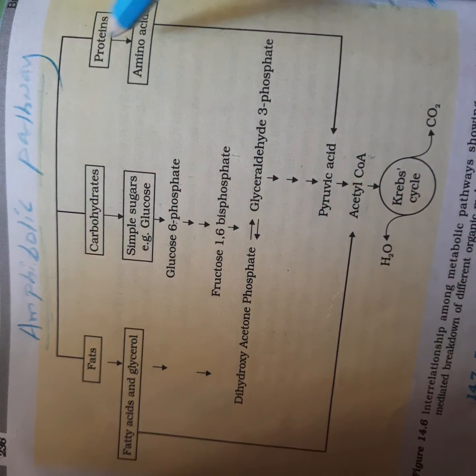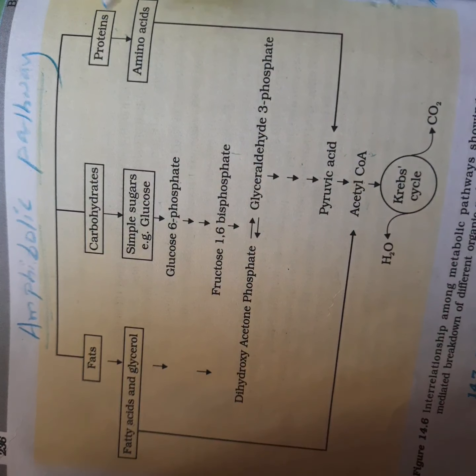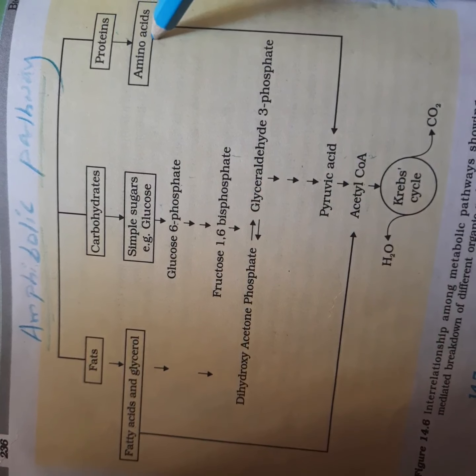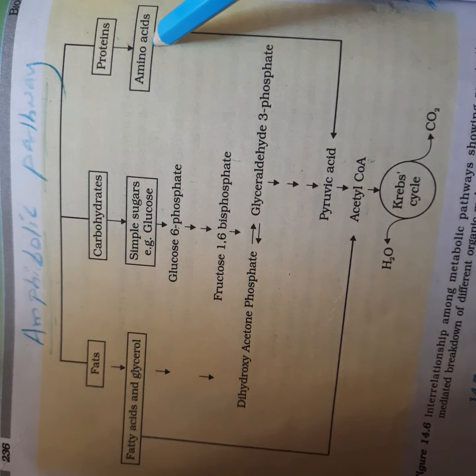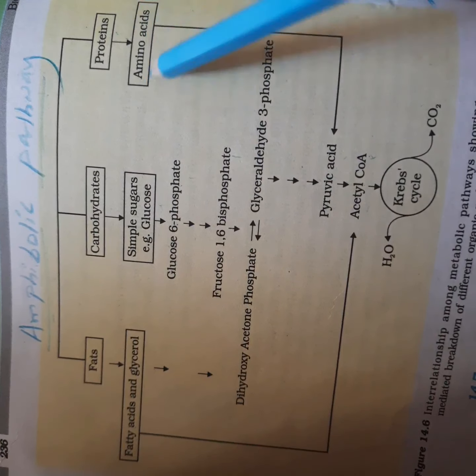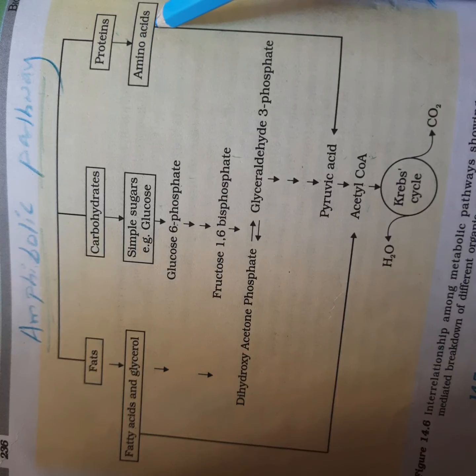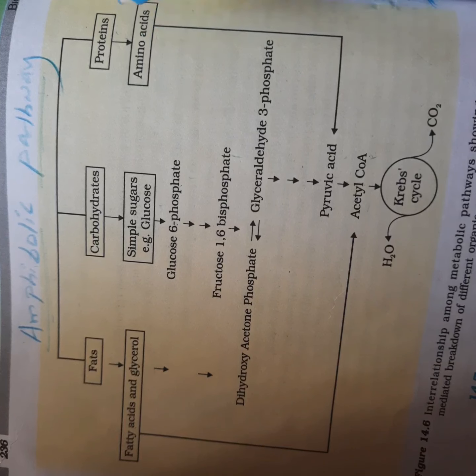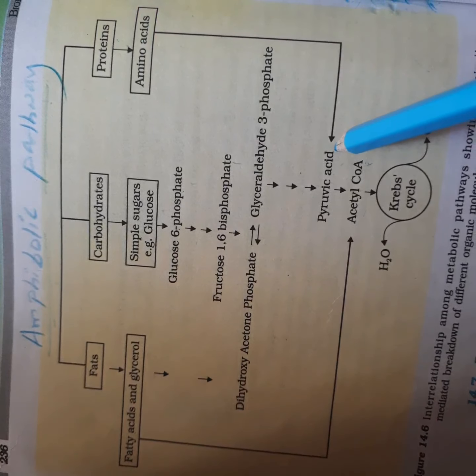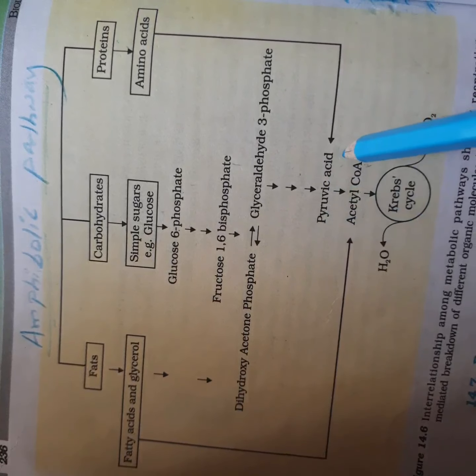Coming to one more metabolite, proteins. Proteins also need to be broken down initially to enter the respiratory pathway into amino acids. These amino acids are nothing but the building blocks of proteins. And these amino acids later enter the respiratory pathway in the form of pyruvic acid.